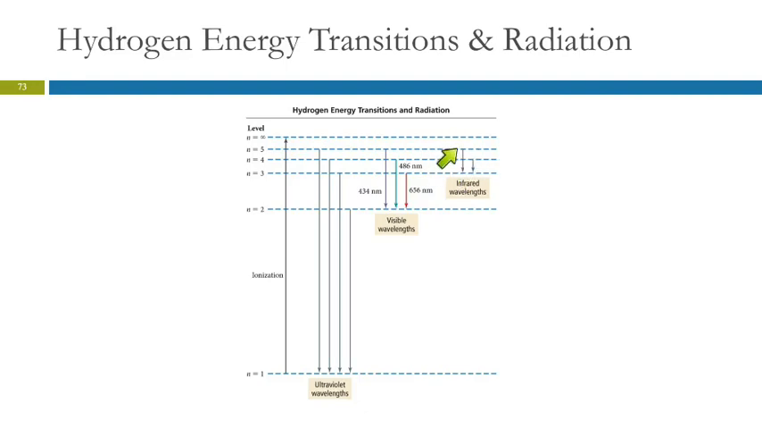Up here, if we're going from 5 to 3 or 4 to 3, that's a smaller energy transition. That energy is lower than visible light. That's in the infrared region. And so we can't see that either. But there are 3 of them that we can see.